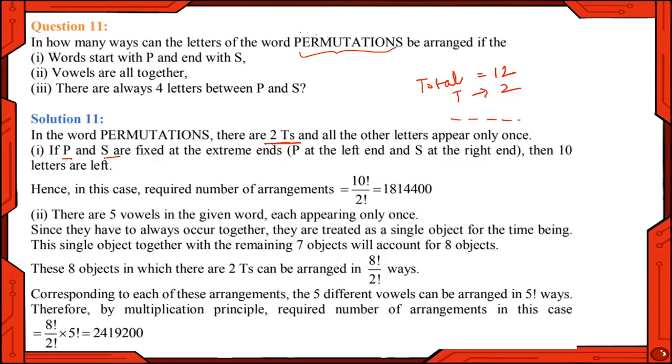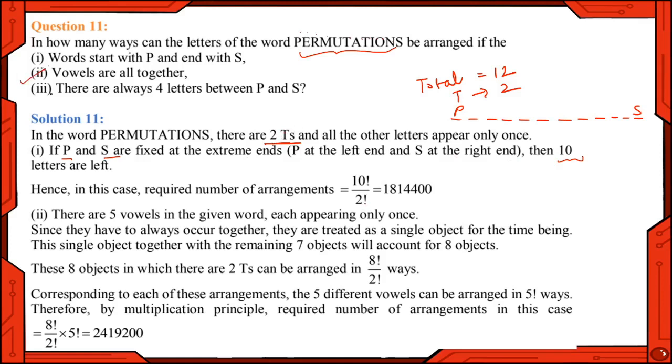1, 2, 3, 4, 5, 6, 7, 8, 9, 10, 11, 12. Now they are saying words start with P and end with S. So 2 places are already occupied. We are left with 10 places. We have to do the arrangement of these 10 places. So this can be arranged in factorial 10 upon how many of same kind? Only T, which is coming 2 times. So factorial 10 upon factorial 2.